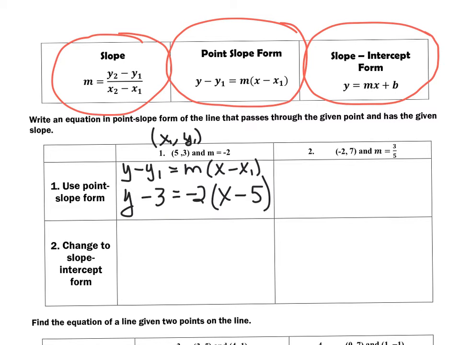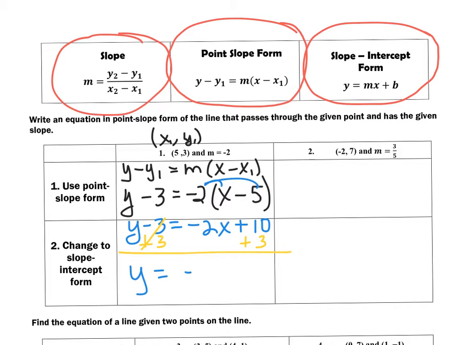Now we're going to change this into slope-intercept form. All we have to do is solve for y. First we distribute. We have negative 2x, and negative 2 times negative 5 is positive 10, equals, and then we bring down our y minus 3. Now we add 3 to both sides of our equation, and we're left with y equals negative 2x plus 13. From here, we can identify our slope as negative 2, and our y-intercept is 13.